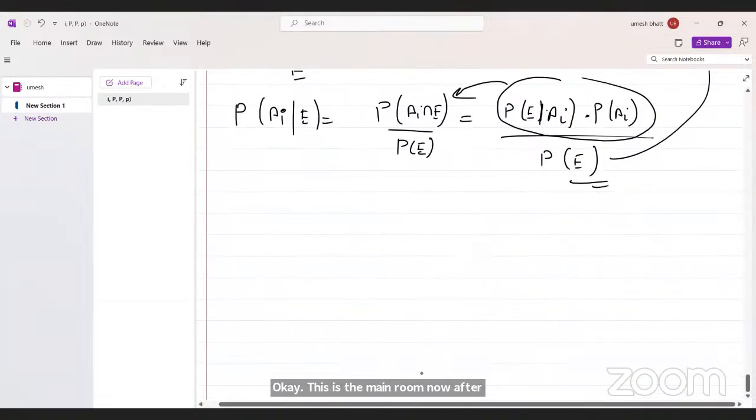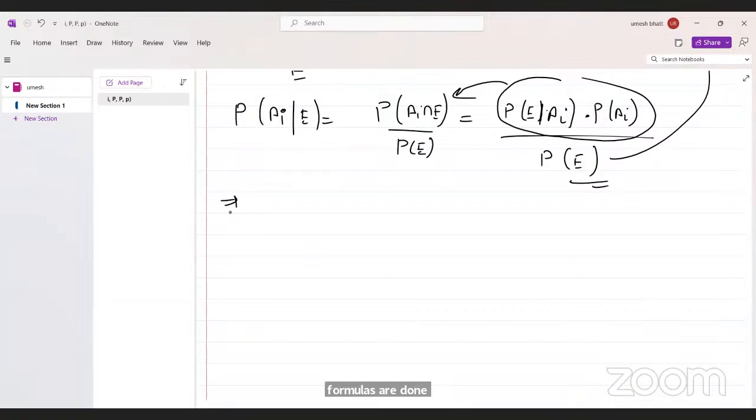Now after this, all the formulas are done. Are there any formulas left? I think no. So these are the formulas that you have. Okay.